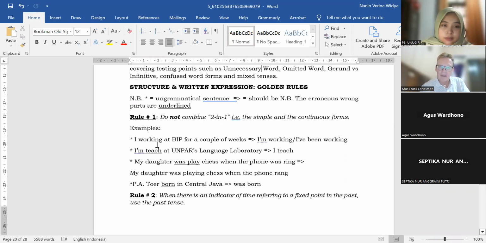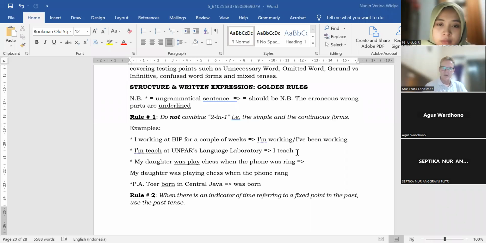Rule number 1. Jadi ini golden rules, yeah, you have to know them. Do not combine 2 in 1, like shampoo and conditioner you see in Indonesia. The simple and the continuous forms. Don't mix them up. A lot of people do this by translating saya as I or I am, and then sometimes it goes wrong. So you cannot say, I'm working at BIP Bandung Indah Plaza for weeks. But if it's a temporary job, hanya untuk sementara, I'm working is the correct form. If it's from the past until now, you can say I've been working, but not I working.